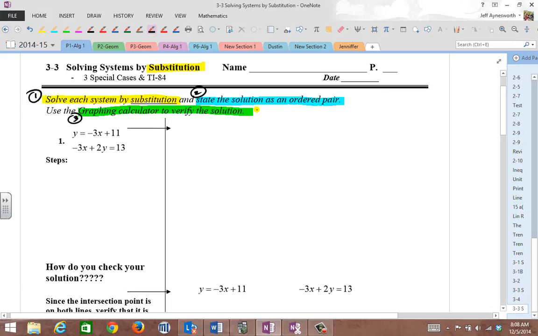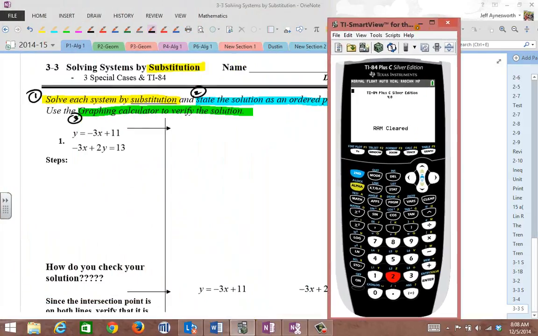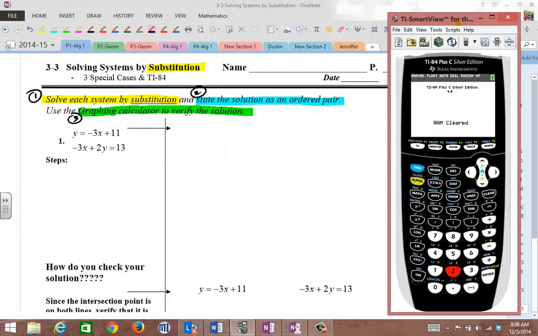So quite a bit to do. Get your red pen out. Also, take your calculator out, your TI-84. Put it off to the side. We'll use that a little bit here. Make sure you reset your calculator so it says RAM cleared, so everything's looking good.